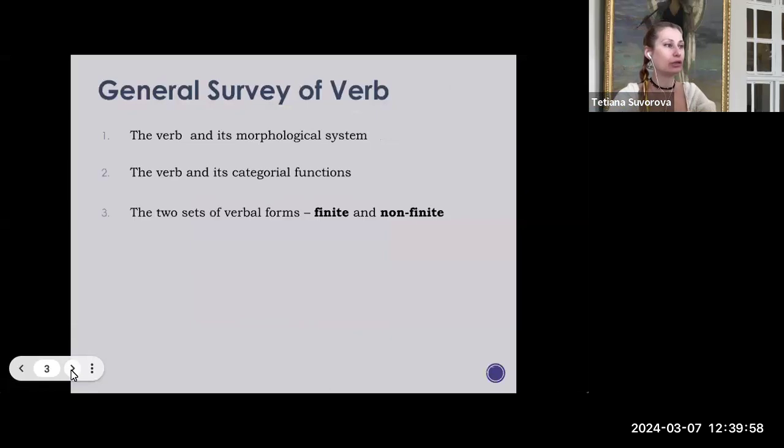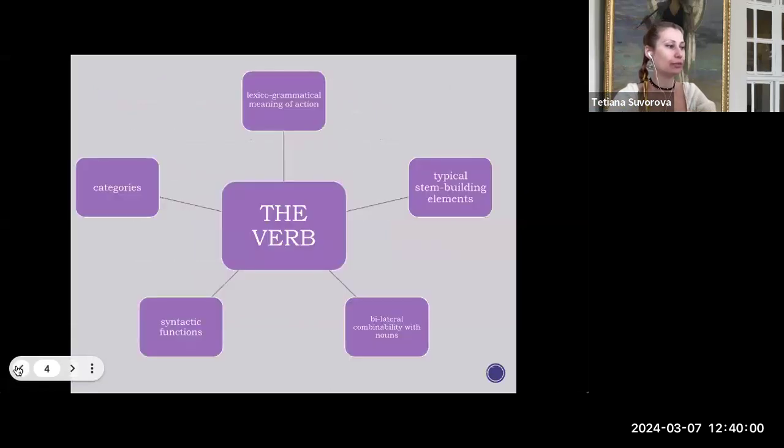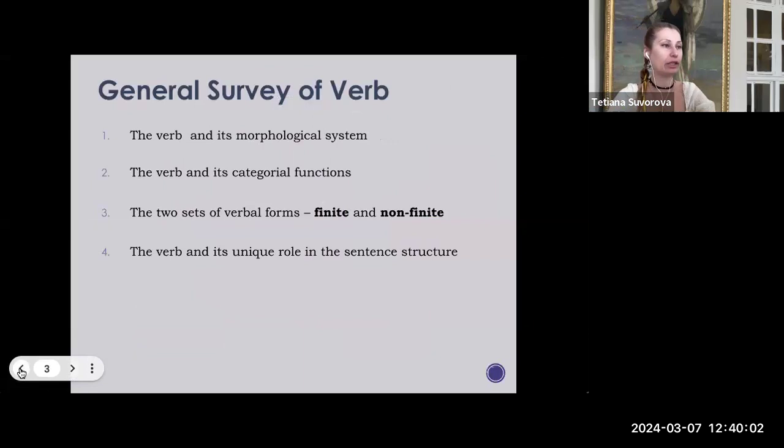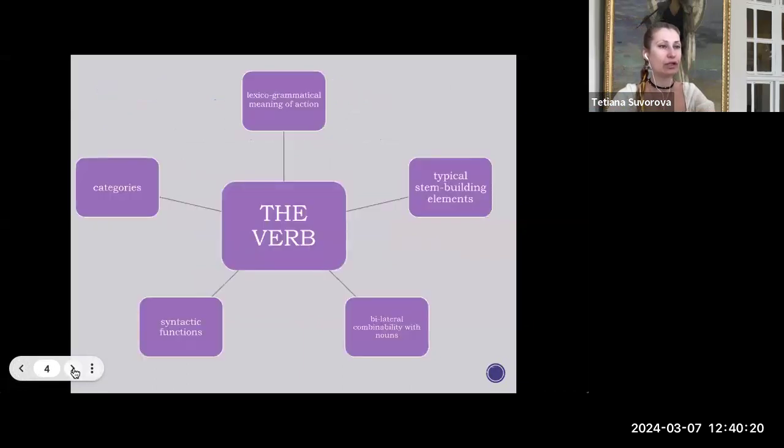Of course, generally what we are going to do: the verb and its morphological system, the verb and its categorical functions, and two sets of verbal forms, the finite and non-finite forms of the verb, and of course the unique role in the sentence. So we shall start.